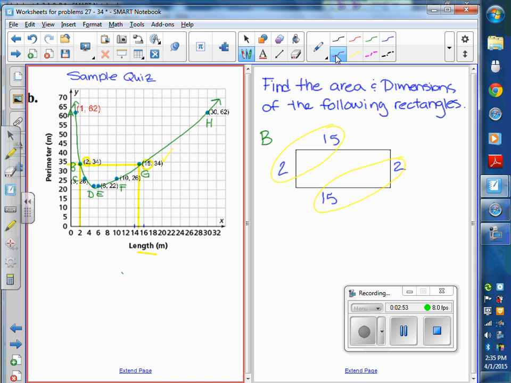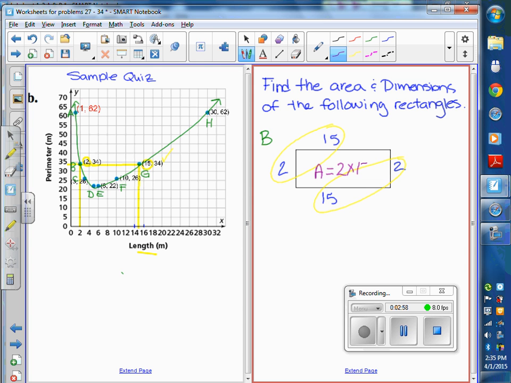And then you know area is length times width. So it's 2 by 15. So the area is 30 meters squared. And that's how you could do that. Lindsay? Another way to find the area, yes.